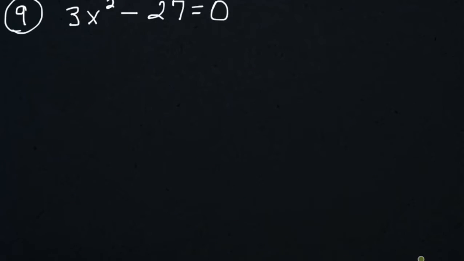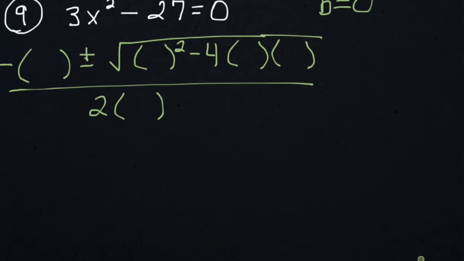Number 9. Number 9 looks a little different. Is it equal to 0? Yes, it's equal to 0. Okay, now let's label A, B, and C. B isn't there because there's no x, so B has to be equal to 0. You still write it out, still plug it in. B is 0. That's going to make the calculations easier. A is 3, and C is negative 27.